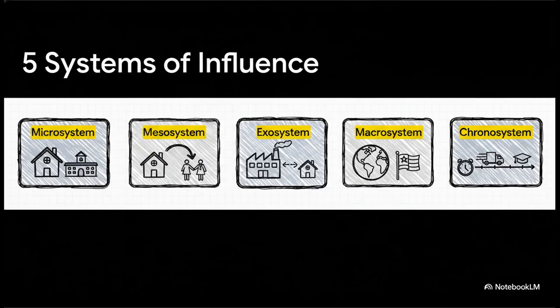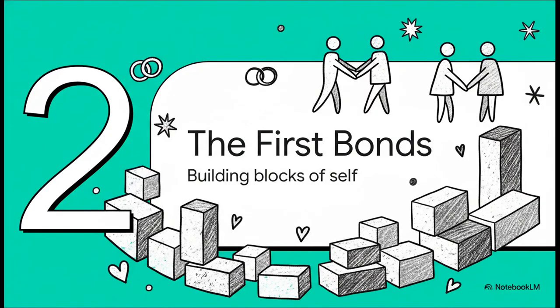Okay, so let's break that down real quick. The microsystem, that's your immediate world, your family, your school, your close friends. The mesosystem is how those parts connect, like when your parents talk to your teachers. The exosystem is stuff that affects you indirectly, like your parents' job stress. Then you've got the macrosystem, which is your whole culture. And finally, the chronosystem, which is just the element of time and all the big life events that happen along the way.